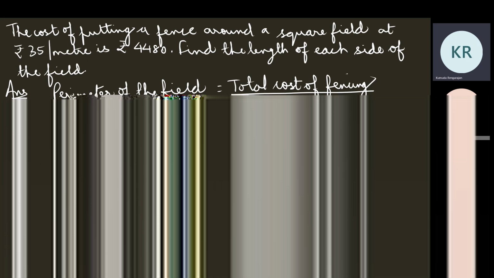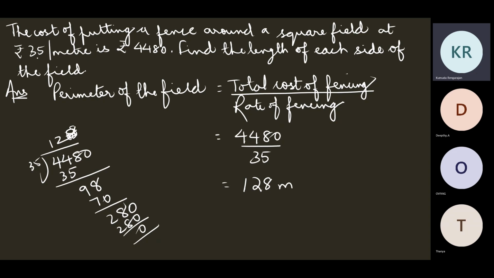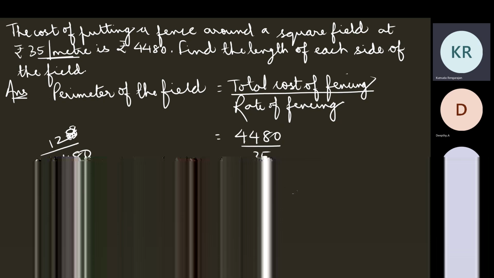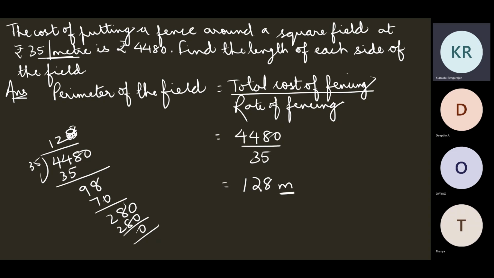Yes, ma'am. Okay, so 128 is the perimeter, children, and the unit is, since it's 35 rupees per meter, the unit is meters here. So 128 meters. Now, this is a square field. This is not a rectangular field. It's a square field. All the 4 sides are equal in length. Now, what is perimeter? It is the length of the boundary. That is the sum of the 4 sides. Side 1 plus side 2 plus side 3 plus side 4. Perimeter of a square field is nothing but the total of the lengths of the four sides.